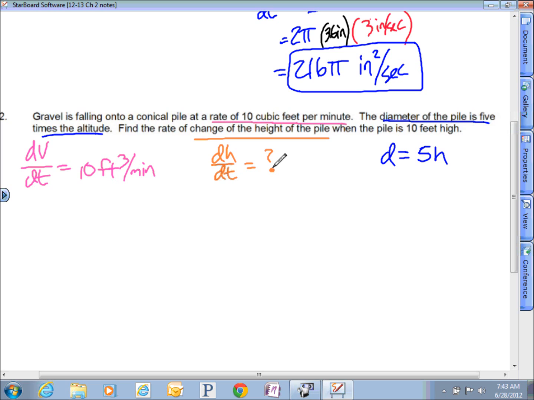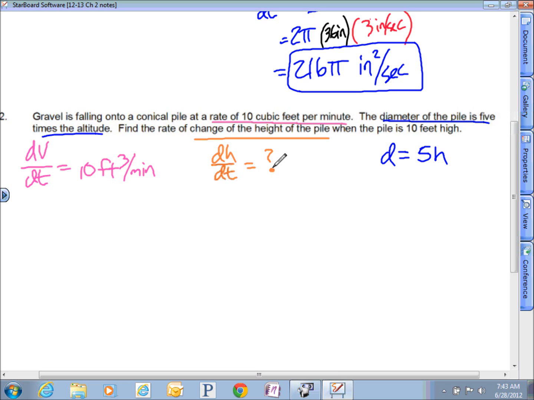No. We said that's a variable. If it was always 10 feet high, we'd call it a constant, so it's not constant. So we know that the pile is 10 feet high when we take our picture of the situation that's going on. So I need to relate all this together. Well, what's my relationship between V and H? That's the ultimate thing I want to relate.